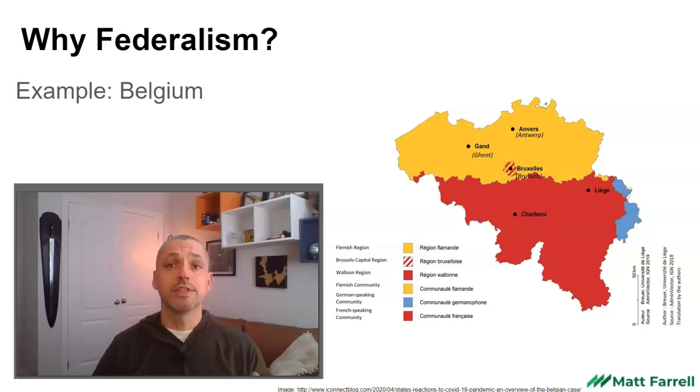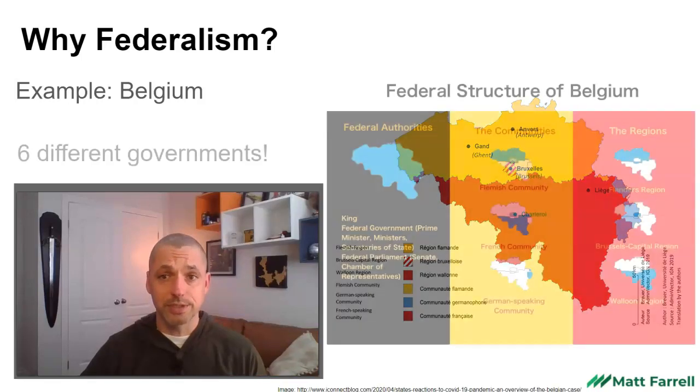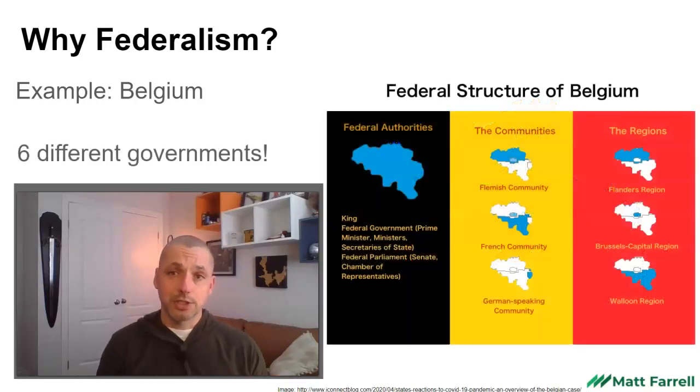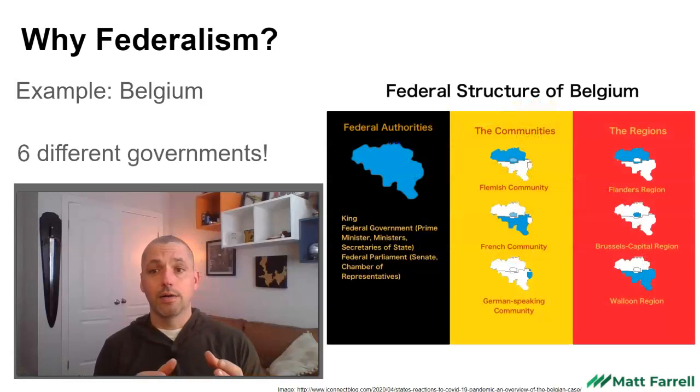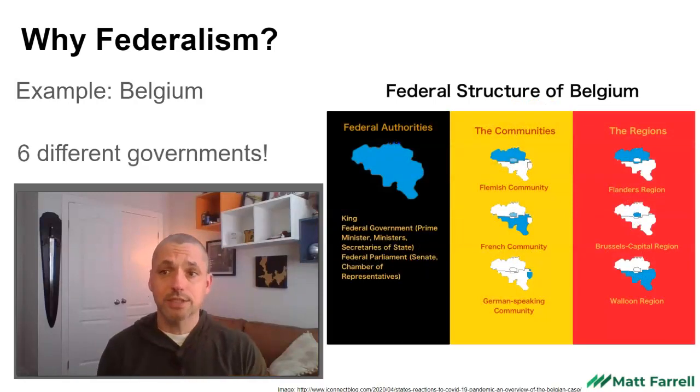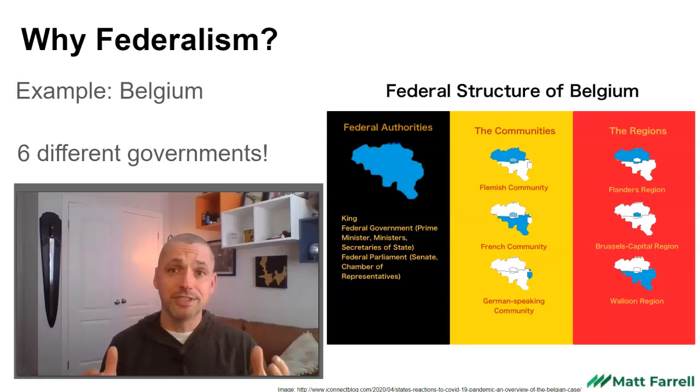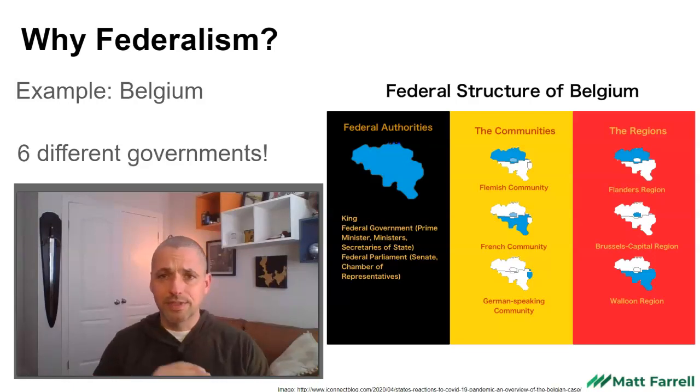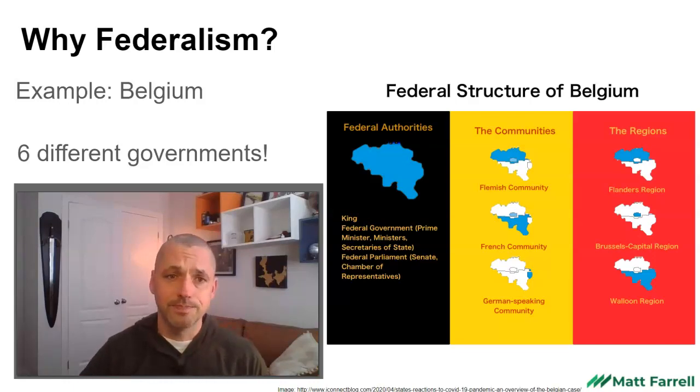They have different levels of government for different purposes. There is a national government. There are linguistic community-based governments, and then there's also regional ones as well. So it's basically a combination of 6 different governments. And that's one way that federalism can get pretty complicated when you've got lots of different layers of decision-making power.